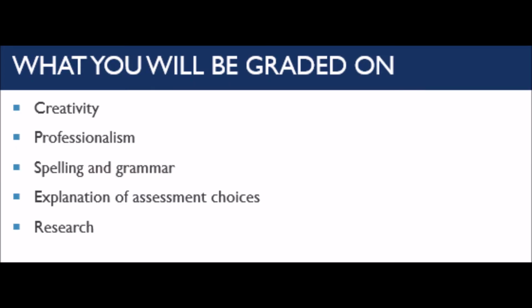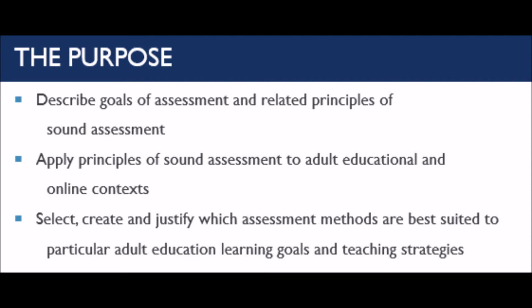For this assignment, you will be marked on the following: creativity, professionalism, spelling and grammar, explanation of assessment choices, and research. The purpose of this assessment is to show me as an educator that you as a learner can describe the goals of assessment and related principles of sound assessment, apply principles of sound assessment to adult educational and online contexts, and select, create, and justify which assessment methods are best suited to particular adult education learning goals and teaching strategies. As you may have noticed, these are some of the learning outcomes for this course. This assignment has been created for you to show me what learning outcomes you have developed.